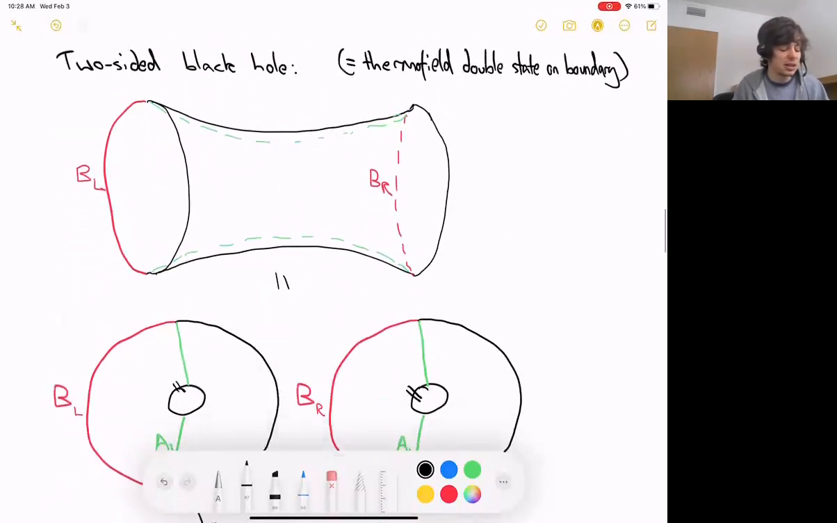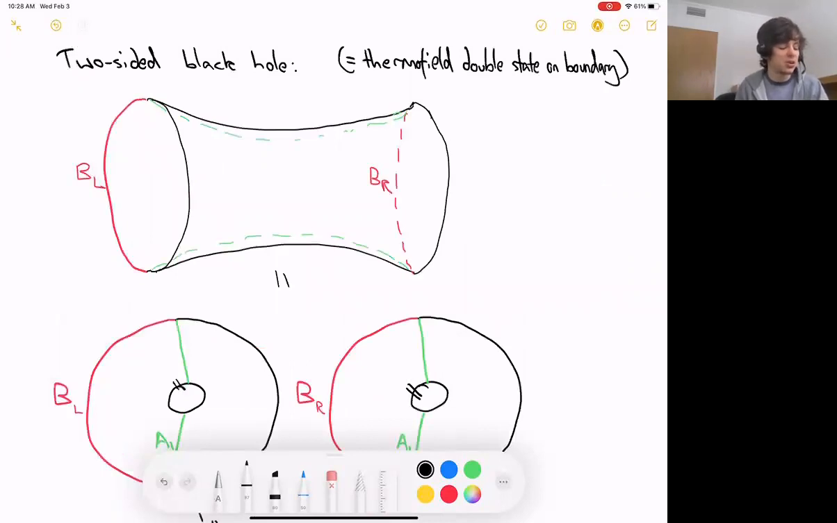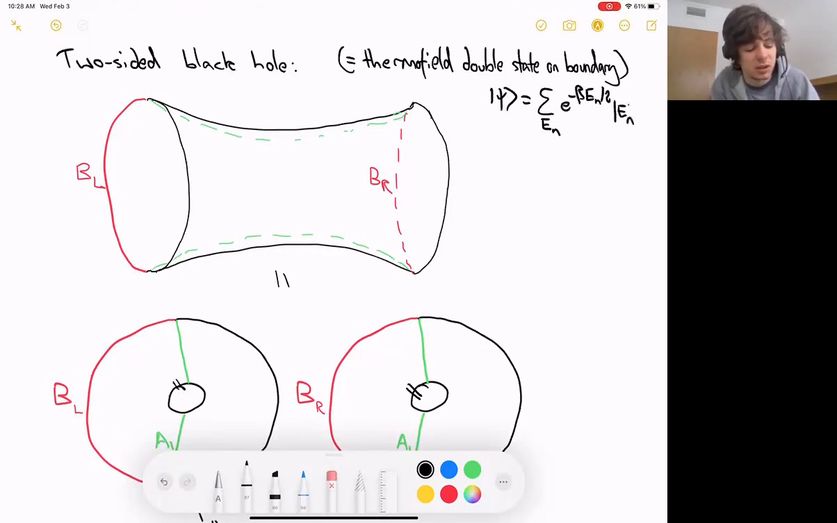But we can also consider calculating something different. So let's now consider what's called a two-sided black hole. In the boundary field theory, this is just what's called a thermofield double state. It's psi equal to the sum over different energy levels, En, of the boundary CFT, e to the minus beta En over 2, times the energy eigenstate En on each side. Okay, so this is just a purification of the sort of Gibbs ensemble, the thermal ensemble.